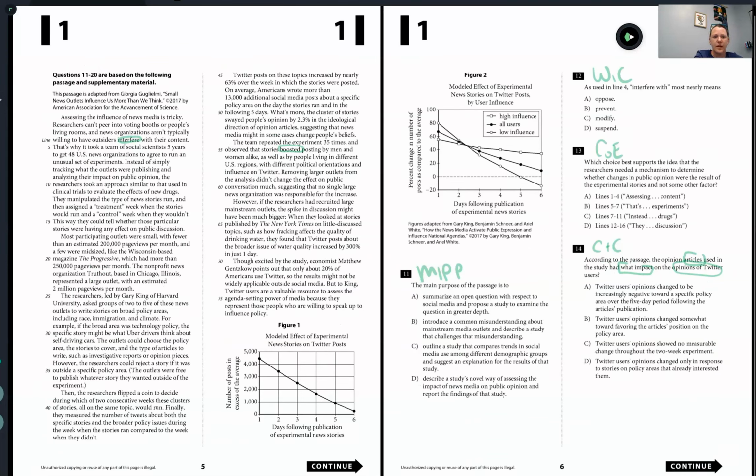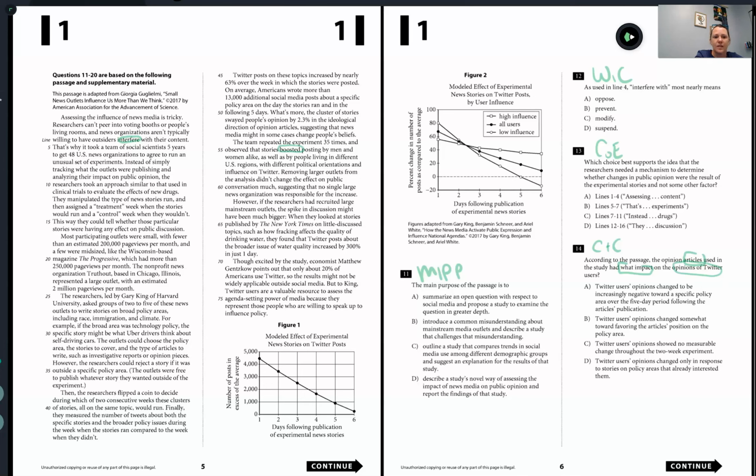Assessing the influence of news media is tricky. Researchers can't peer into voting booths or people's living rooms, and news organizations aren't typically willing to have outsiders blank with their content. So change, manipulate, bother. That's why it took a team of social scientists about 5 years to get 48 news organizations to agree to run an unusual set of experiments.